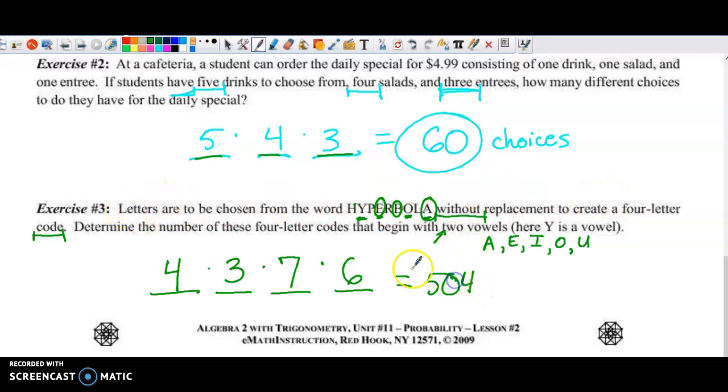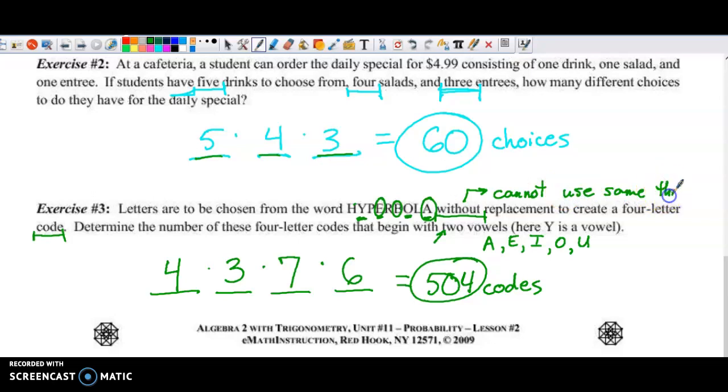But if you reread the problem, it's codes. So there's 504 different codes in this word that would have 2 vowels that you cannot replace. So you can't use the same letter twice. Maybe I should write that out. That might help some students. Cannot use the same thing twice.